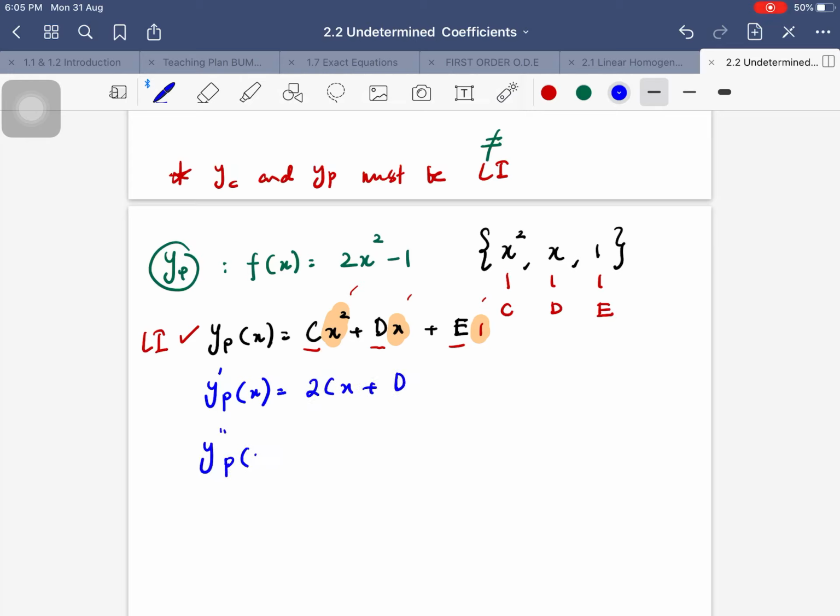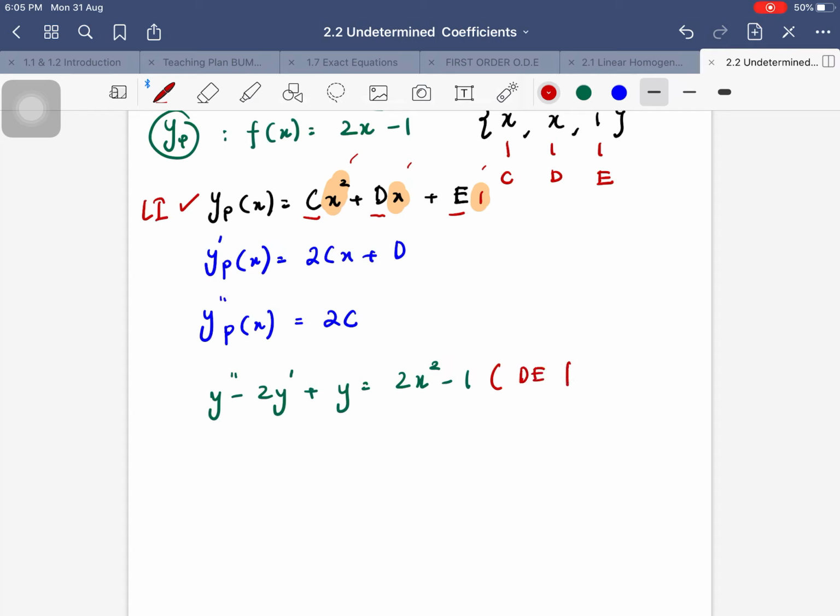So my original equation is y double prime minus 2y prime plus y, and that is equal to x squared minus 1. This is the original equation in the question. Differential equation from question. Okay, so we don't change anything, we just simply copy it down. And now I'm going to substitute according to what we have found up there. We're going to substitute the y double prime, y prime, and also y.